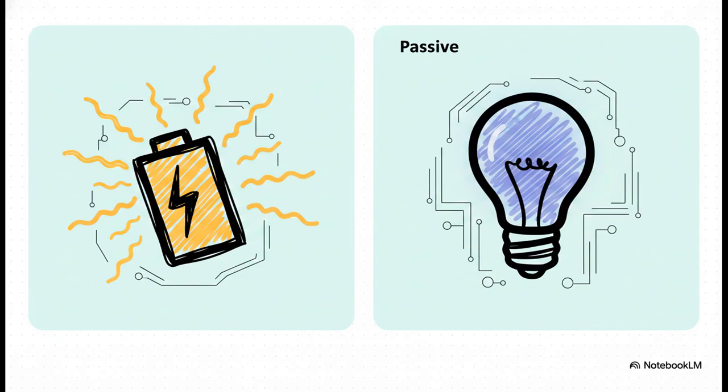On the flip side, we have passive elements. They don't generate any energy at all. They just consume it, dissipate it, or maybe hold on to it for a split second. Think of your phone's screen glowing or the processor heating up.